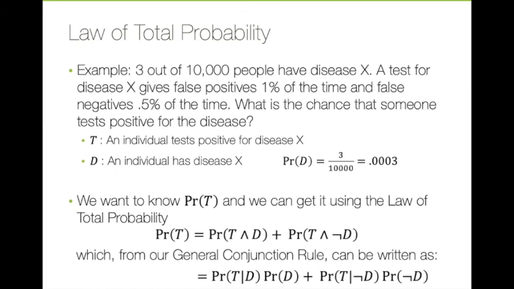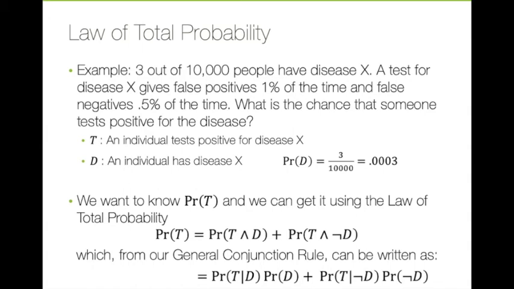It's kind of like adding up the sizes of the pie pieces to get the size of the whole pie. Now let's look at how to use this rule with an example. Let's say that 3 out of 10,000 people have some disease X. And there's a test for disease X that gives false positives 1% of the time and false negatives 0.5% of the time. We want to know, what's the chance that a random individual tests positive for the disease?